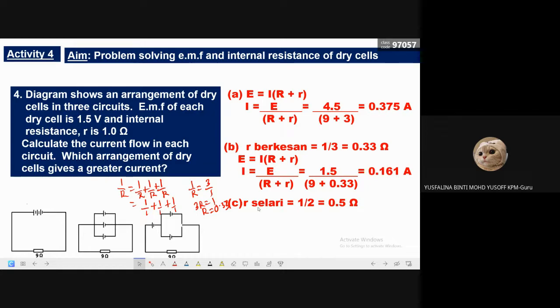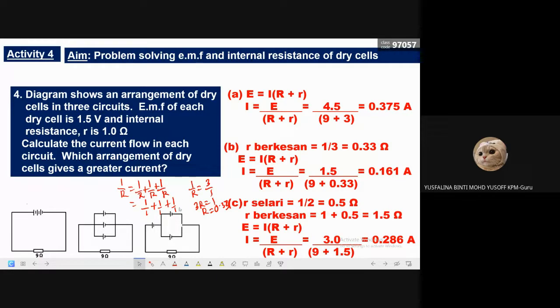Okay, and then for C, you need to solve this part first. 1 over r plus 1 over r, so 2 over r, 2 over 1, so r is 1 over 2, which is 0.5. But you need to add this one, so 1 plus 0.5 is 1.5. You calculate the internal resistance for this part in parallel: 1 over 1 plus 1 over 1, so you get 1 over 2, which means 0.5. Adding 1, it becomes 1.5.